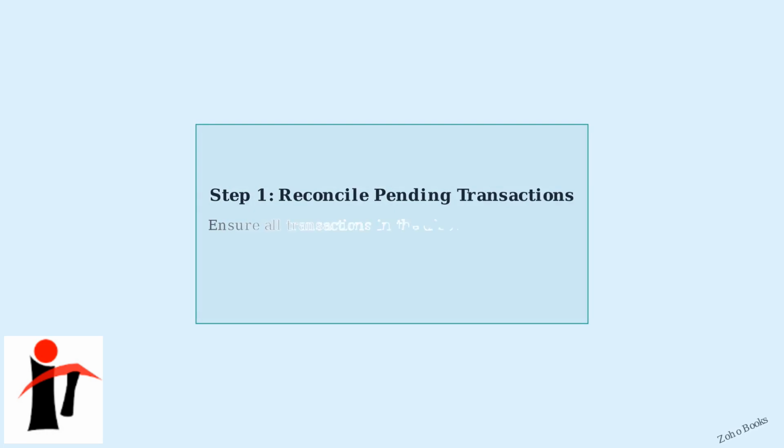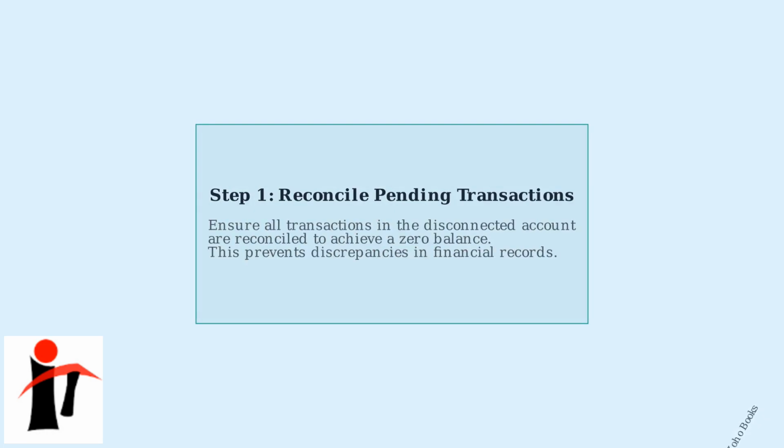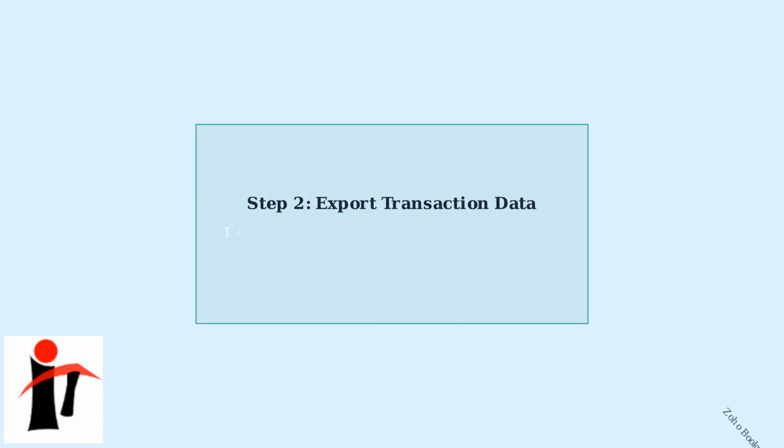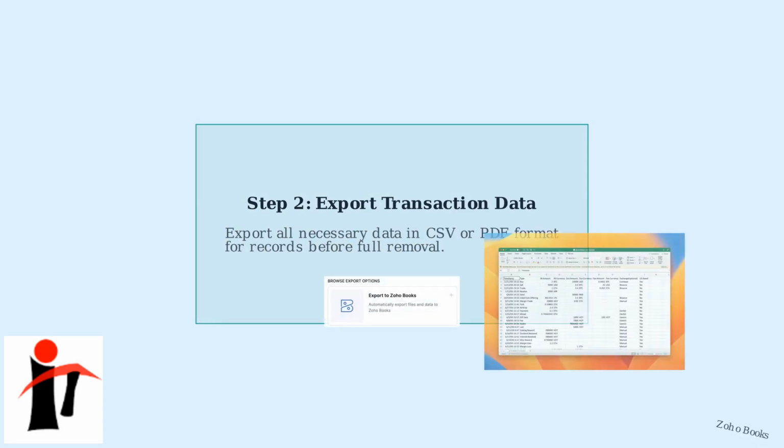Cleaning up after disconnecting a bank account is critical for maintaining accurate financial records. First, reconcile all pending transactions in the disconnected account to ensure a zero balance. This step prevents any discrepancies in your profit and loss statements. Next, export all necessary transaction data in CSV or PDF format for your records before fully removing the account. Zoho Books provides export options that automatically handle data transfer.